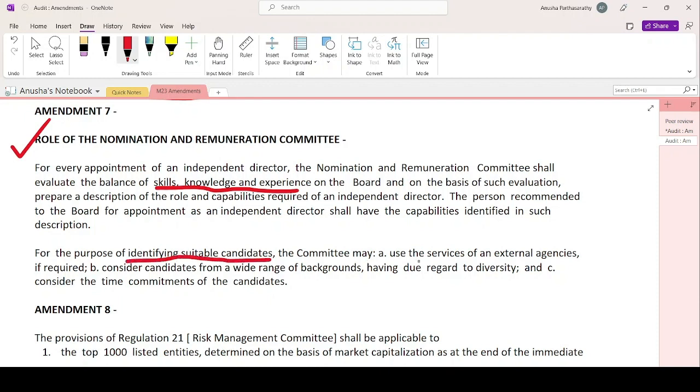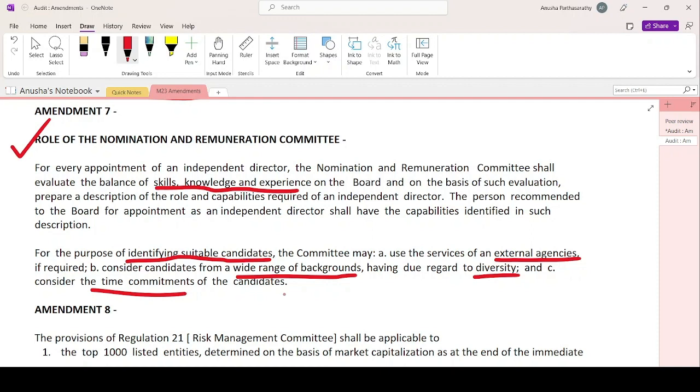For the purpose of identifying a suitable candidate, the committee may use the service of an external agency. It can use the recommendation of external agencies if required. Consider candidates from a wide range of backgrounds having due regard to diversity. Consider the time commitments of the candidates. If he is holding multiple directorships, then he cannot be a good, worthy independent director in my company, right? So I have to consider the time constraints. I'm not going to blame him, but I could consider who could allocate more time for my business.